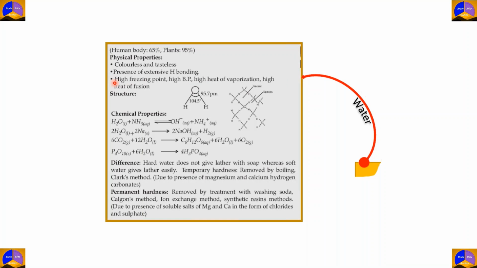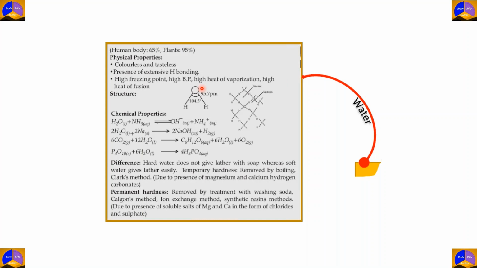The third point states that water has a high freezing point, high boiling point, high heat of vaporization, and high heat of fusion. Now, this is because of the unique properties of hydrogen when reacting with oxygen, such as dielectric strength, etc. Now, we'll move on to the structure of water.